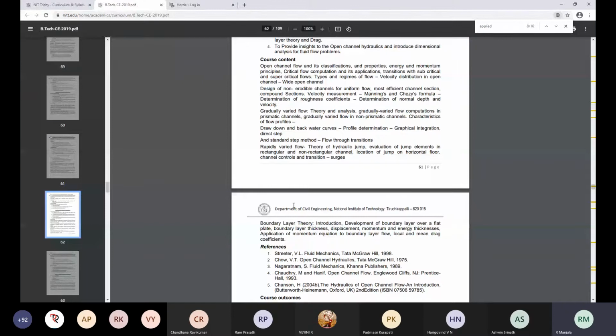These thicknesses are useful mainly in the computation of local and mean drag coefficients. Especially, this boundary layer concept is useful in aerodynamics. Okay, so these are the basic contents of your applied hydraulics engineering. Now we will pass on to the first topic, first unit.